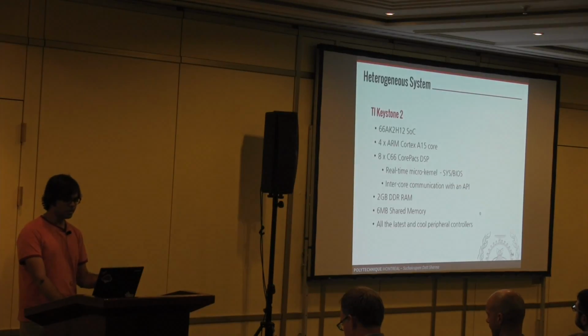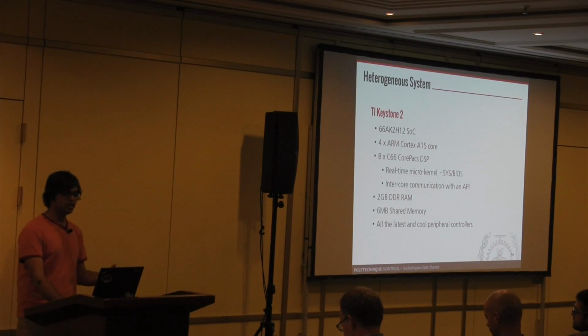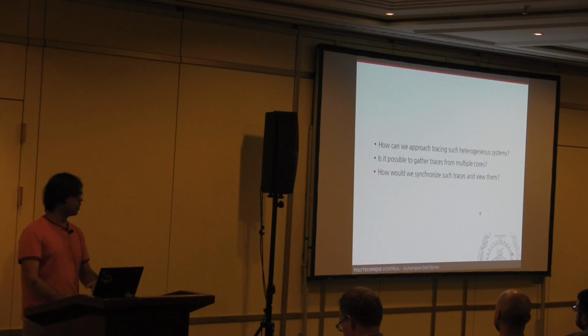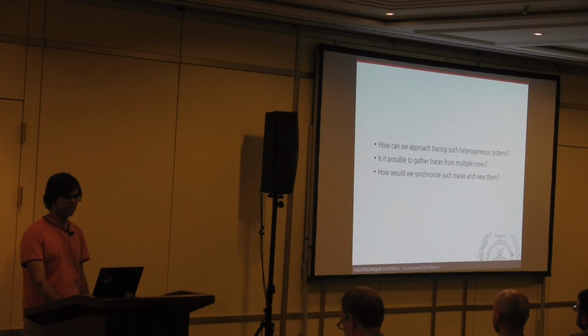So Tom worked on it a bit, and he used TI's Keystone as an example, which has 8 C66 DSPs and 4 Cortex A15s. So what would happen in such systems? How would we approach tracing? What happens if we have multiple cores? How are we going to synchronize traces coming from the main core and the other cores? So these would be examples that we have.